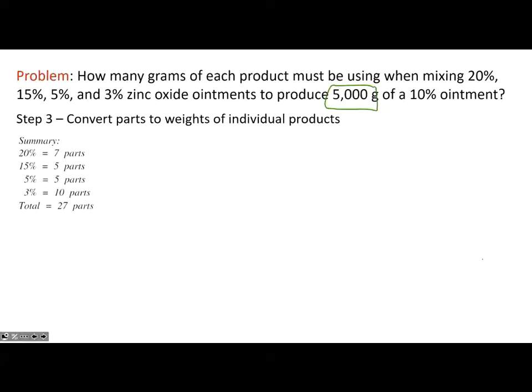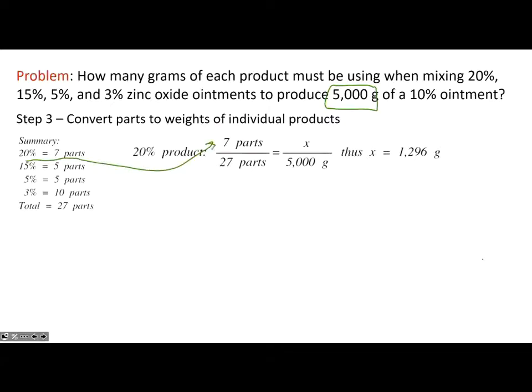You can do this multiple ways. I'm going to show you one way to do it. Hopefully it makes sense to you, but if you like it another way, do it another way. Let's start with the first ingredient, 20%. We said, coming from before, that our 20% ingredient needed 7 parts. We also said that the total is 27 parts. So for my 20% ingredient, I need 7 parts out of a total of 27 parts. You okay with the 7 and the 27?